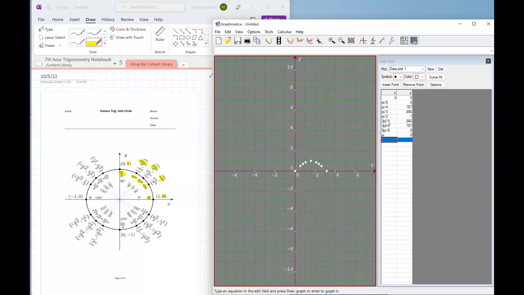Notice on the picture here the points that are being plotted. So that's happening in real time for us.